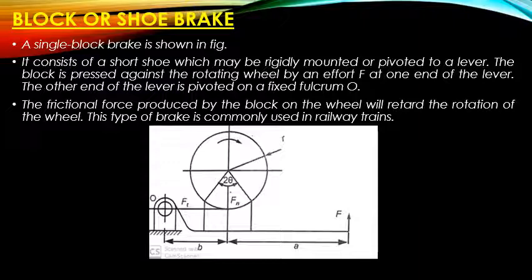The tangential force is denoted by Ft, whereas the normal reaction is denoted by Fn. You can see the tangential force is horizontal, it may be moving to the left or it may be going towards right, and Fn will be acting vertically downwards. It is the reaction or the normal force on the shoe.